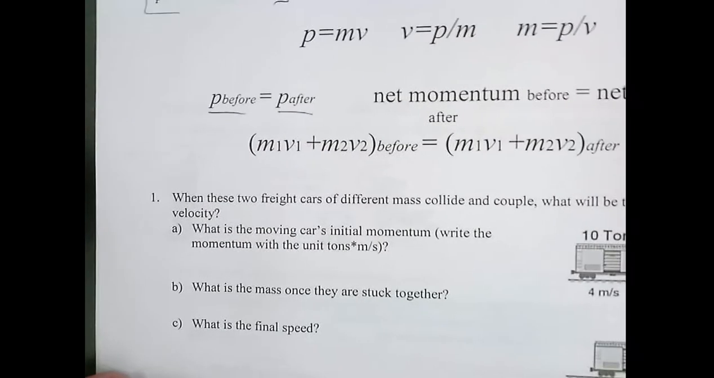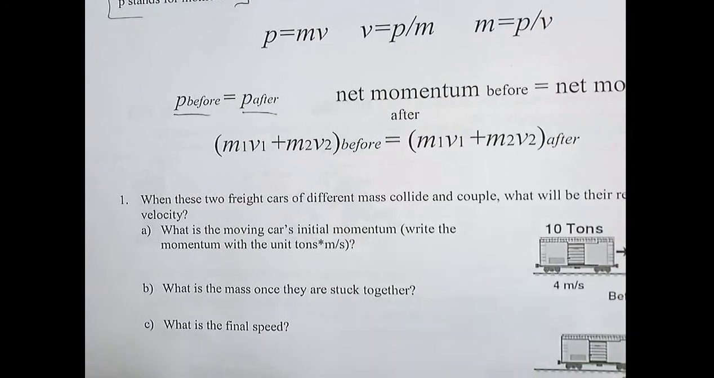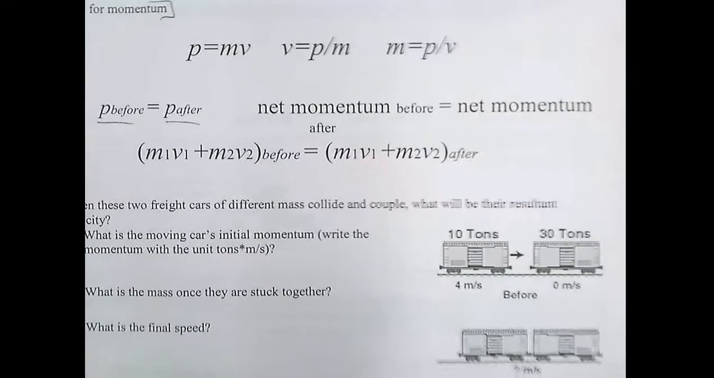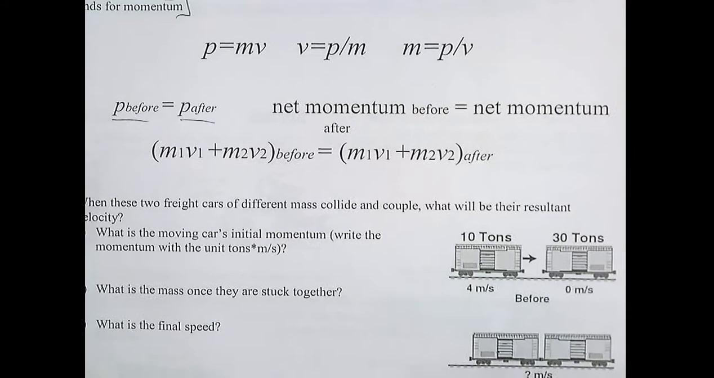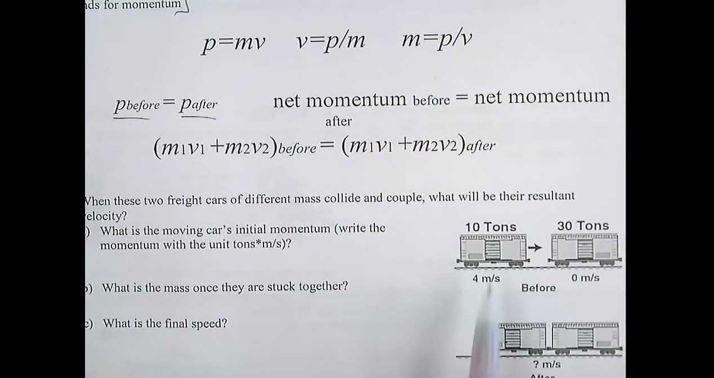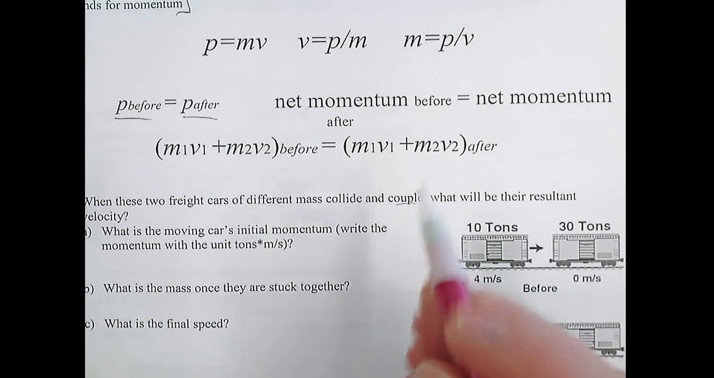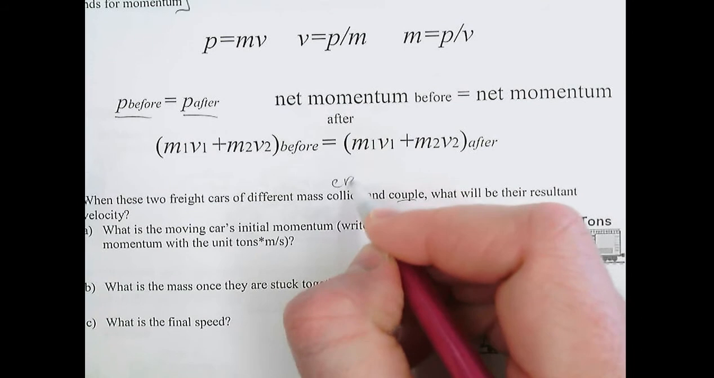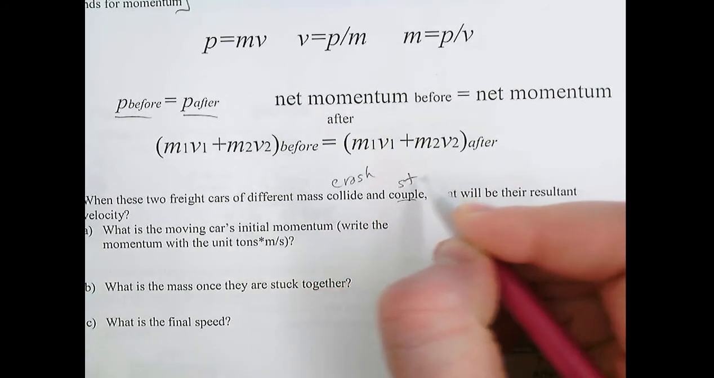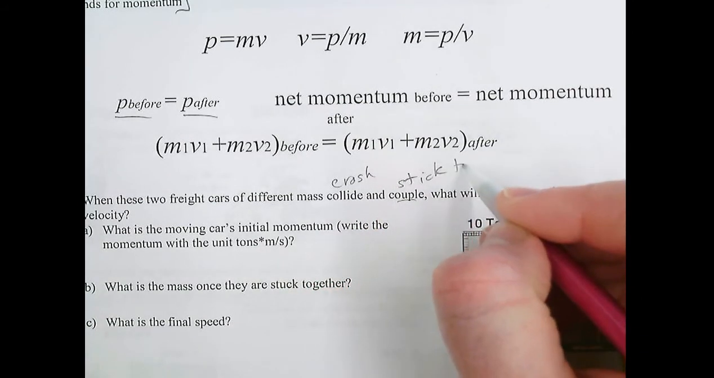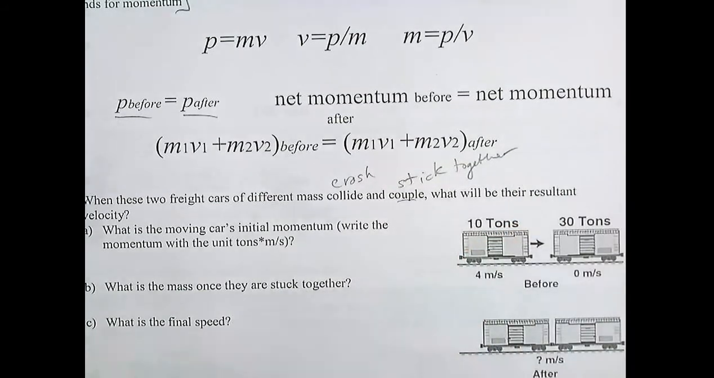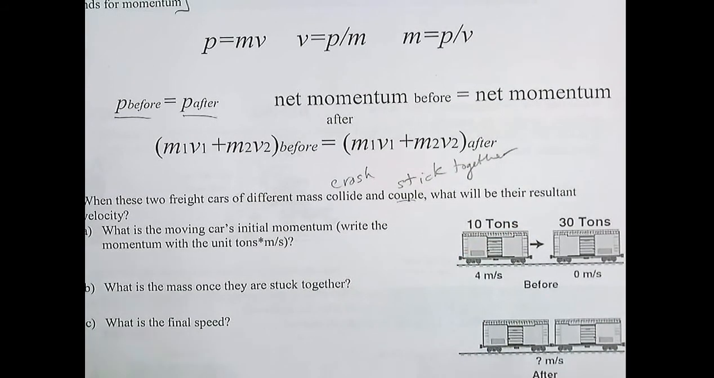All right. So looking at number 1, I'm going to adjust, there we go. When these two freight cars, again, we're looking at train cars here, of different mass collide, run into each other, and couple, stick to one another. So they crash and stick together. What will be their resultant velocity? So what's the ending velocity?